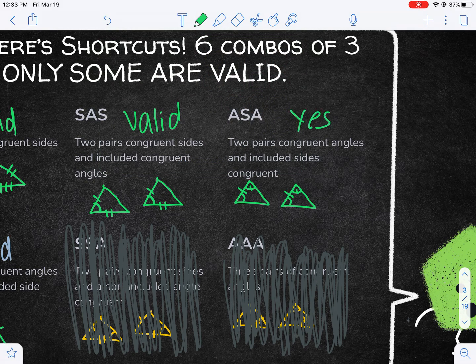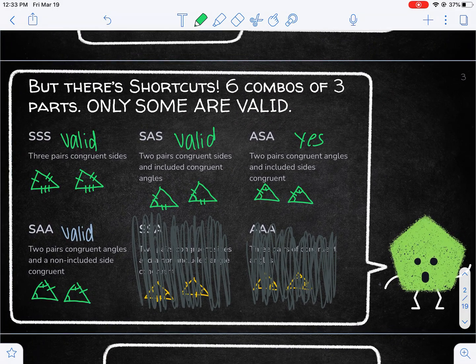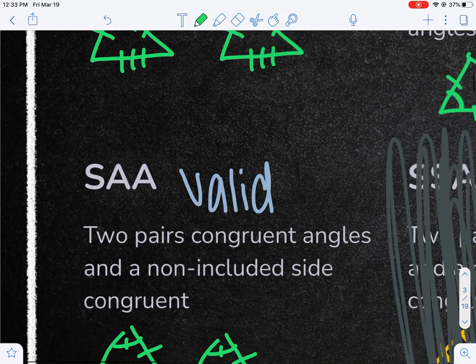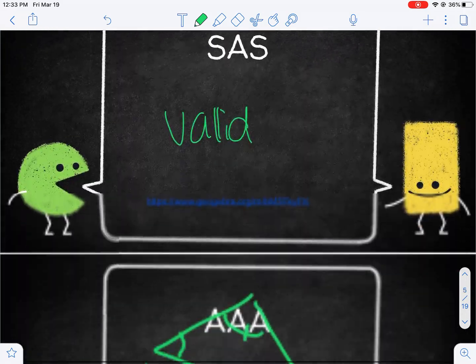So when I'm looking at this, the only four I'm allowed to use are side, side, side; side, angle, side; angle, side, angle; or side, angle, angle. And you could absolutely list this as angle, angle, side as well. It really doesn't matter.